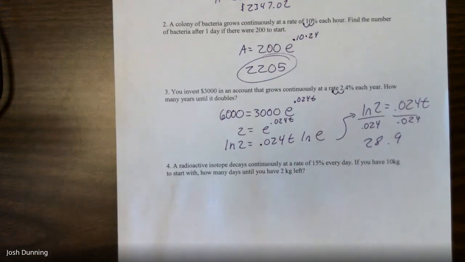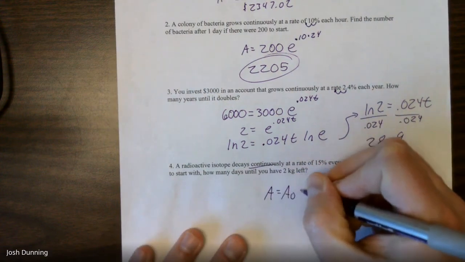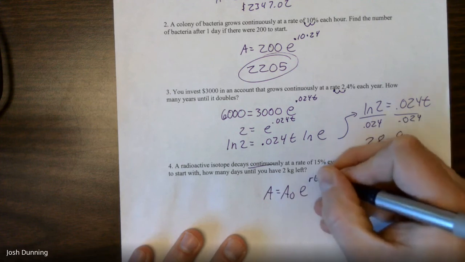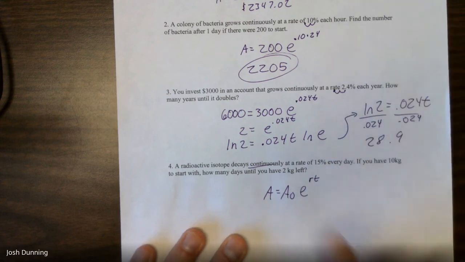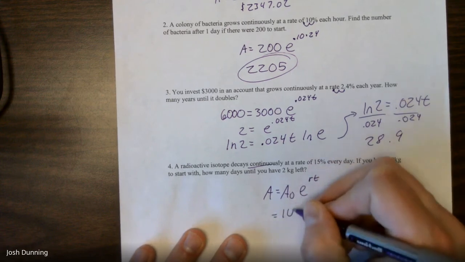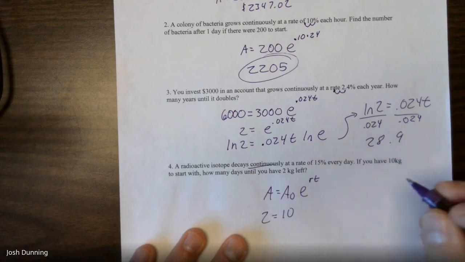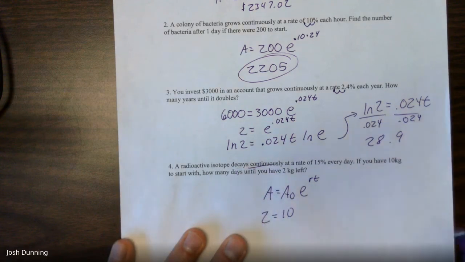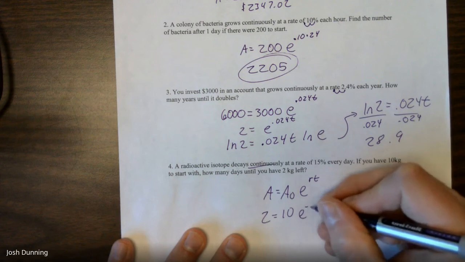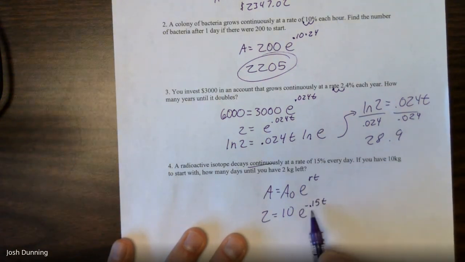A radioactive isotope decays continuously. There's your keyword. Make sure you use this formula. I know I've just said that a bunch of times, just reminding you. If you have 10 kilograms to start with, how many days until you have 2 left? And this time, we're decaying. So it's negative 0.50. When you're losing, when you're decaying, the rate is negative.